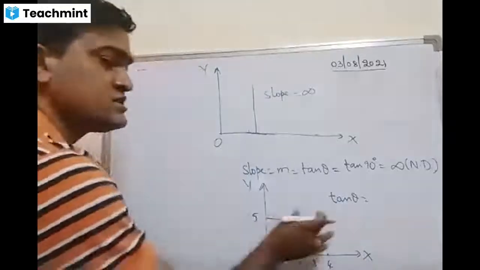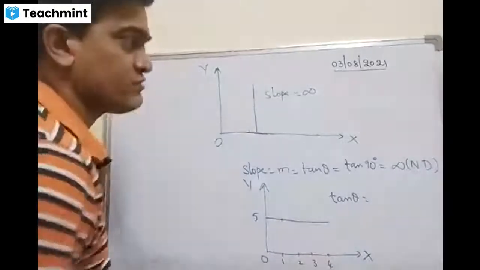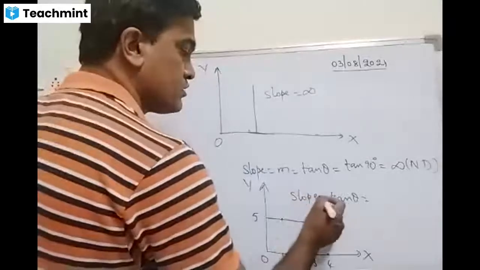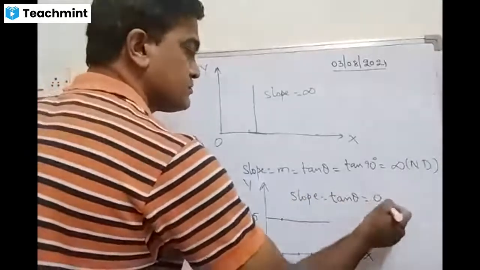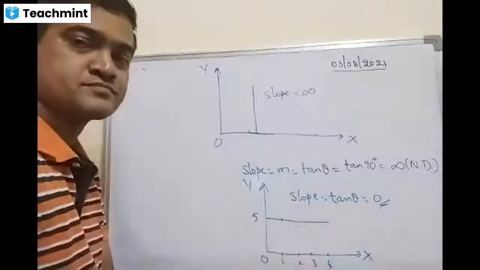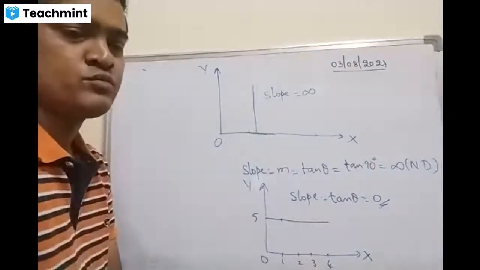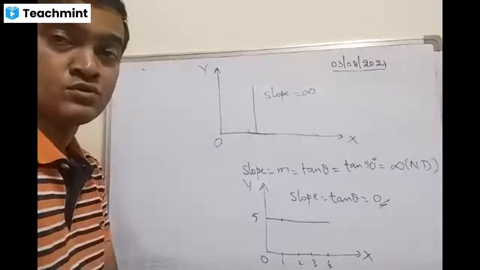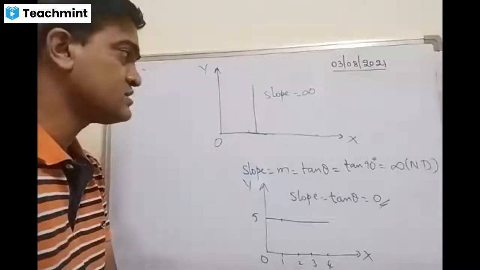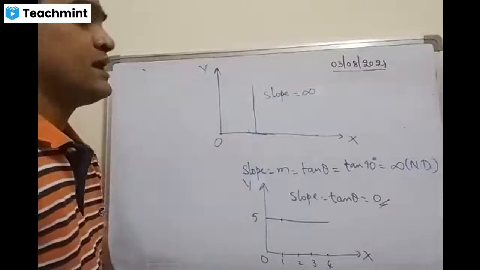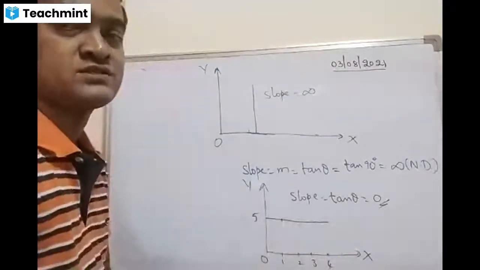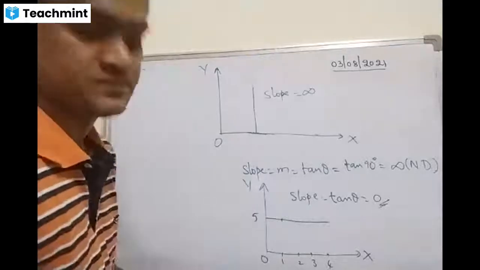There is no change in y. So slope is equal to tan theta is equal to 0. Because what is the angle between two parallel lines? No angle, right, sir? 0 only. Yes, the angle between two parallel lines is 0. And always remember, we have to measure only with respect to the positive x-axis.